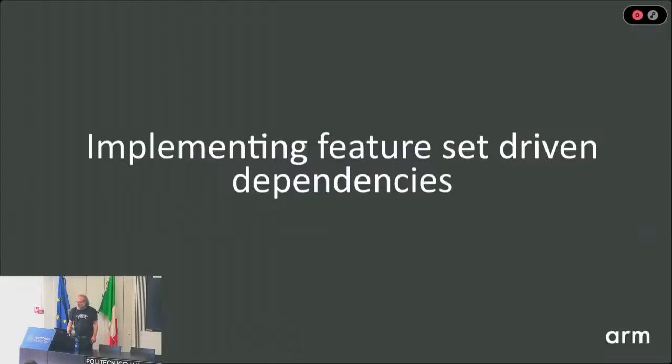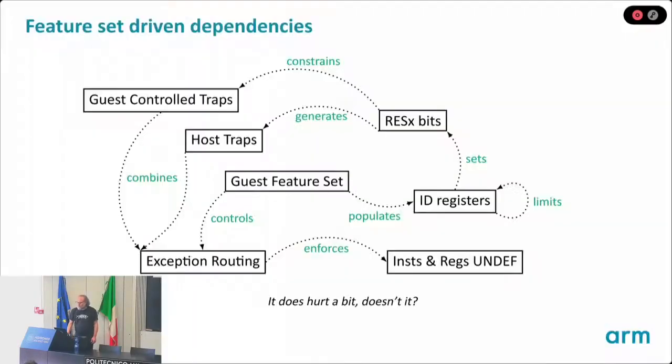But how do we end up dealing with that? Effectively, we'd like to implement something that looks like this. If you start from the middle of the picture, it took me ages to build this, I don't know why. If you start in the middle of the picture, you have the guest feature set. And so that populates the ID registers. The ID registers themselves are able to impose some limits on what is exposed to the guest.